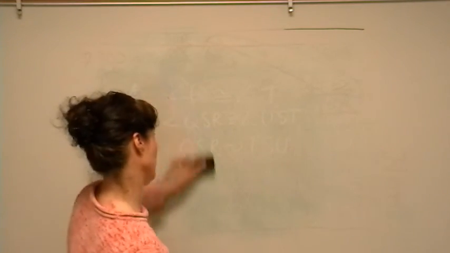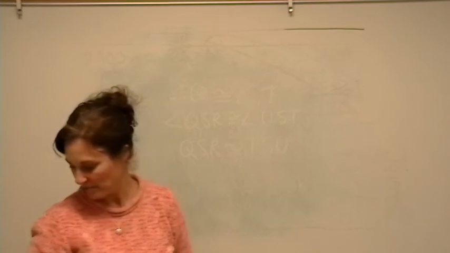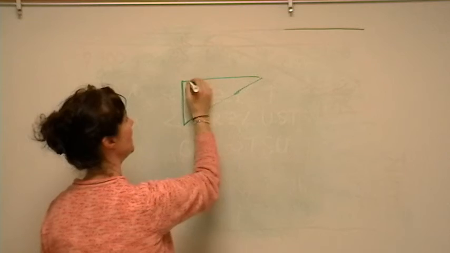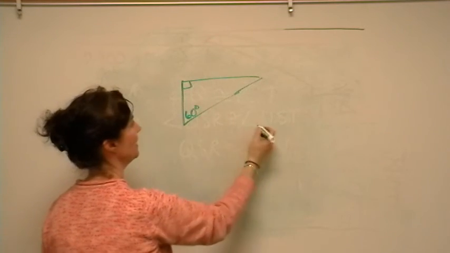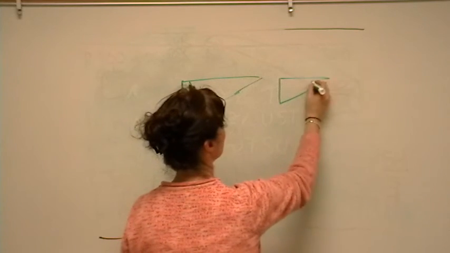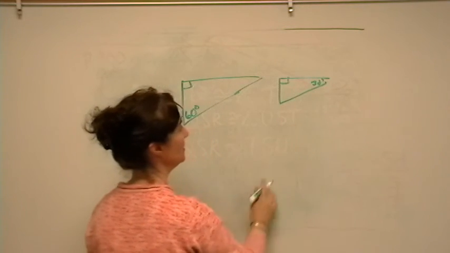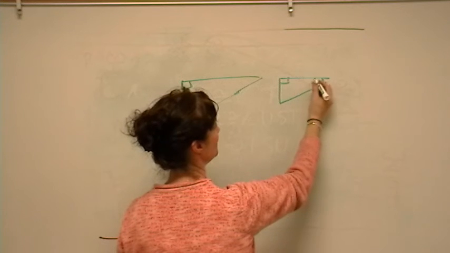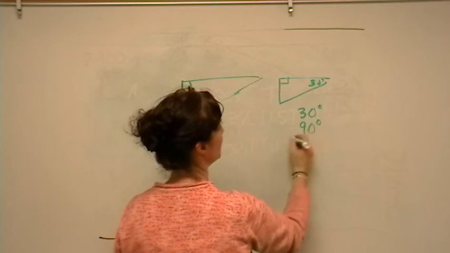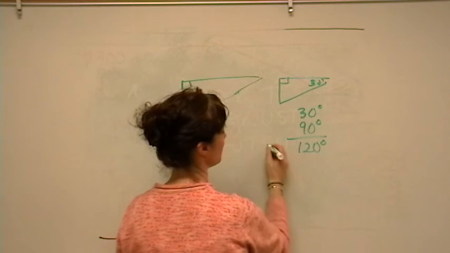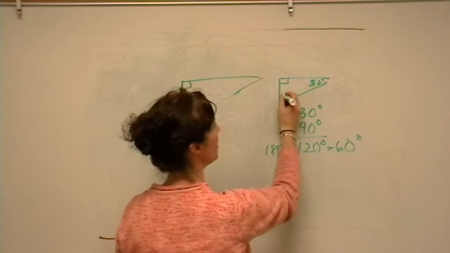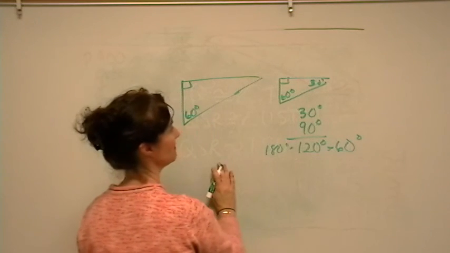All right, the next one, we have a 30-degree angle and a 60-degree angle labeled. So you may think, well, maybe they're not congruent. But when you look at this and you have a 60-degree angle and a right angle, and then on the small one, you have a 30-degree angle and a right angle, then you're going to say, well, what's the last angle? Well, 30 plus 90 is 120. And when you subtract that from 180 degrees, you get 60 degrees. So you know the last angle is 60 degrees.